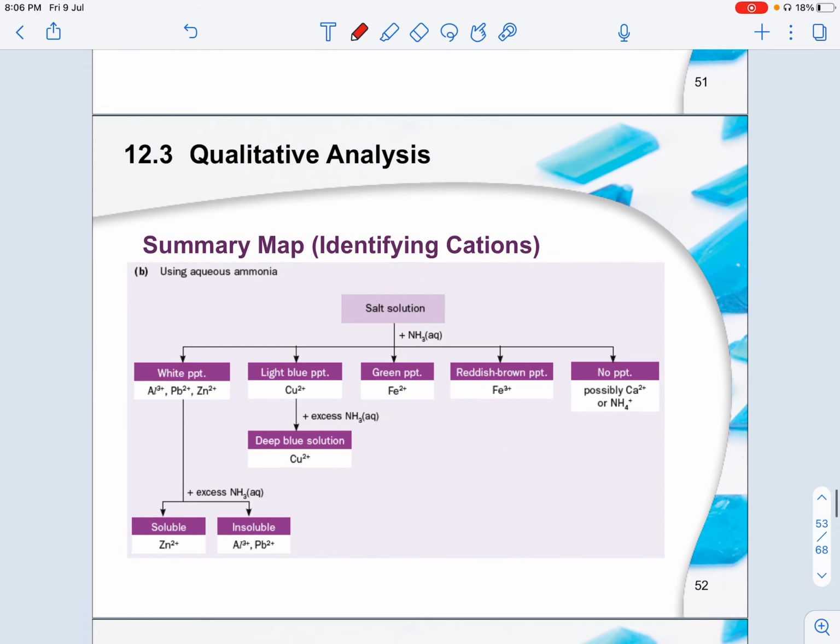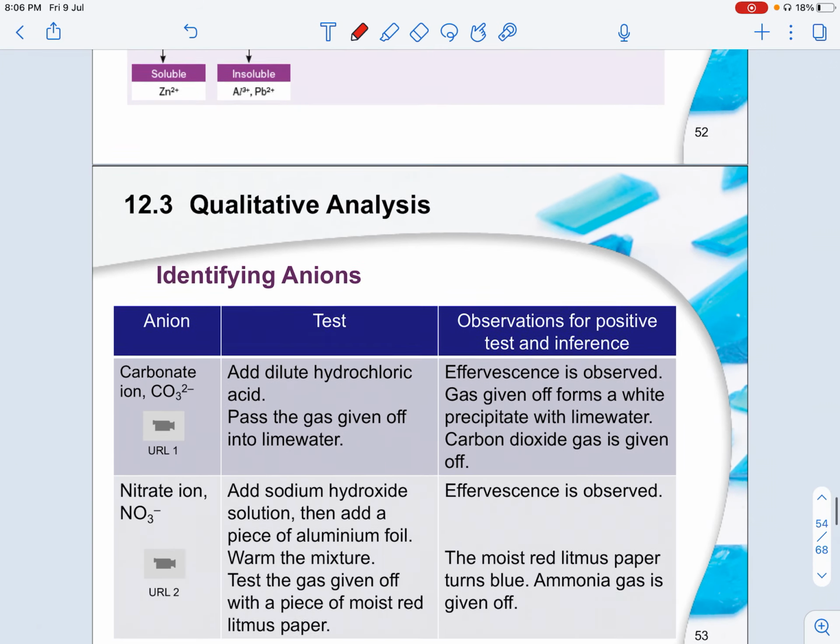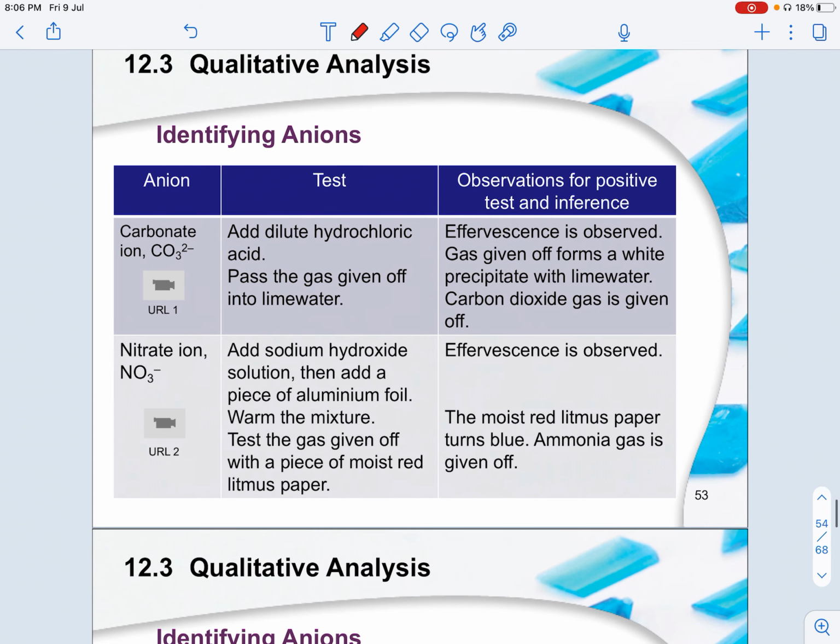So not much change will occur when you add in excess. So these two tables are something that you have to remember. Okay, for now we move on to the anion, which is the second part of the salt.